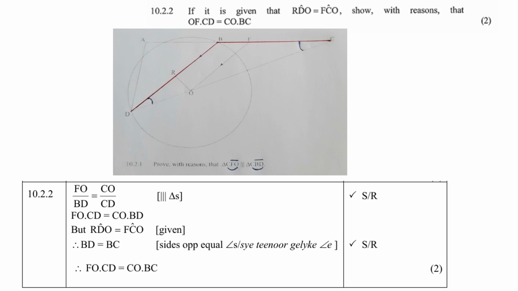So that makes triangle BDC isosceles, because angle D and angle C are equal. If it is isosceles, then we can replace BD with BC, because BD is equal to BC. Therefore the final answer is FO times CD equals CO times BC.